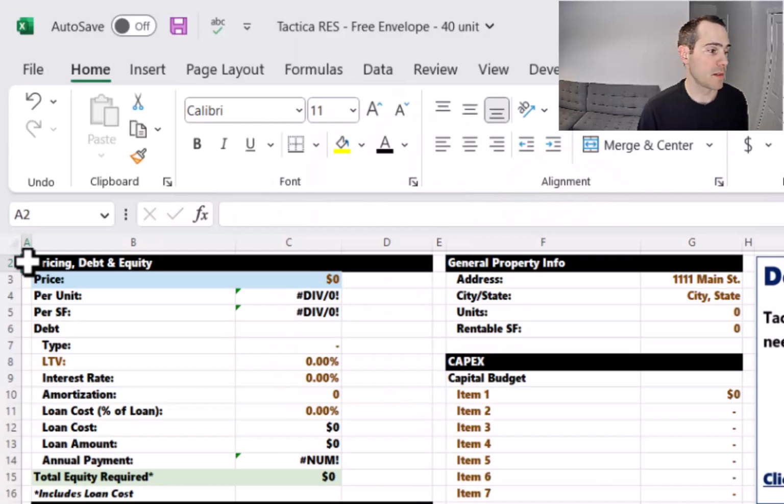The sole purpose of Tactica's back of the envelope template is speed. We want to input a rough estimate of what our pro forma is going to look like without sinking a bunch of time into it. Let's begin in the pricing, debt, and equity section.